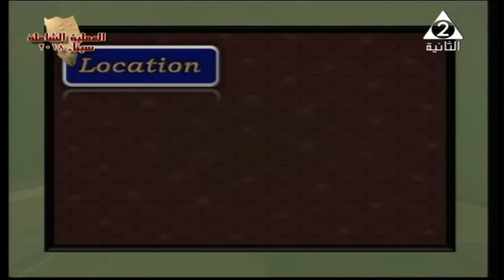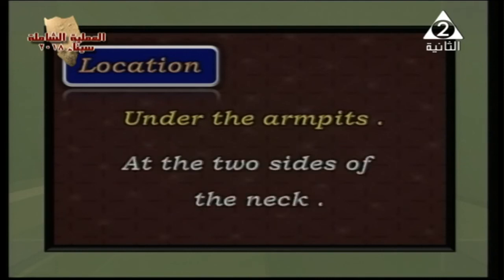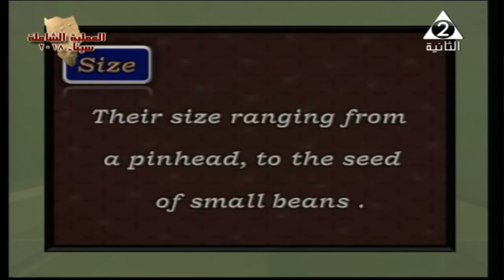Where are they located? They are present along a network of lymphatic vessels located in all body parts. So there is no specific part inside the body, but they are in different and scattered body areas, as we're going to see right now. Under the armpits, at the two sides of the neck, longitudinally, in the upper thigh, and near the internal organs, I mean near the sexual organs. The size of the lymph nodes ranges from a pinhead to the seed of a small bean. So they are very tiny, but they are scattered and spread all over the body, as we said.